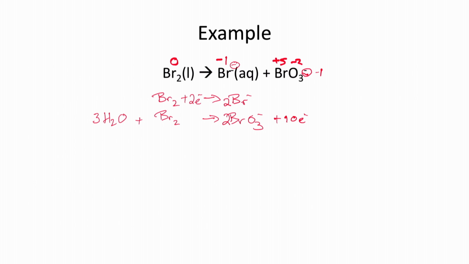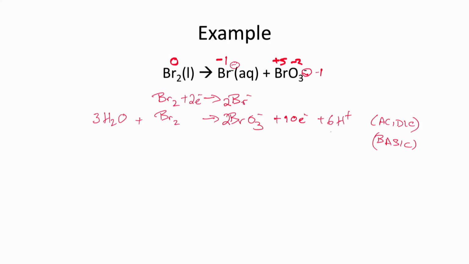And then I have another problem. I don't know if the solution is acidic or basic, because now I've added H around and there was no H to begin with. To balance the hydrogens, I can add 6 H plus ions on this side. And this would be fine if it was acidic. If the solution is basic, then I have an extra step.